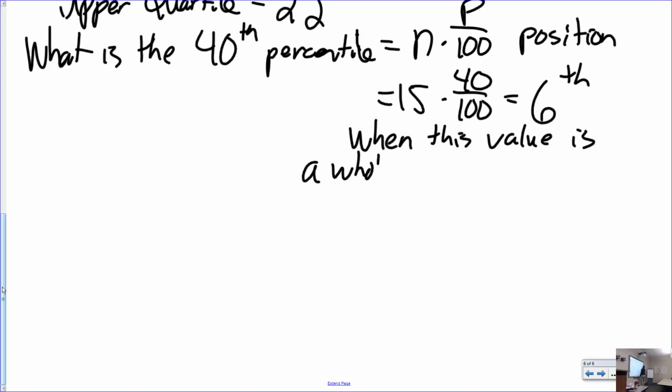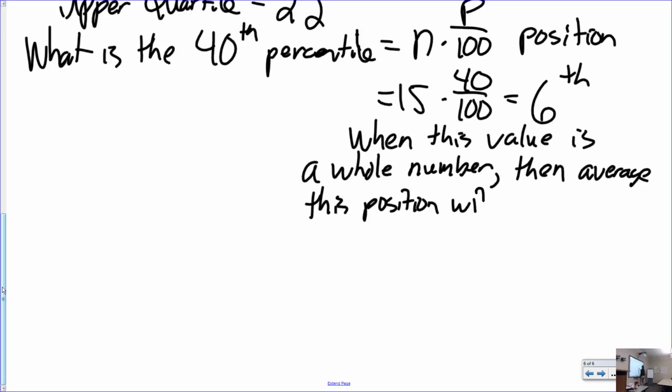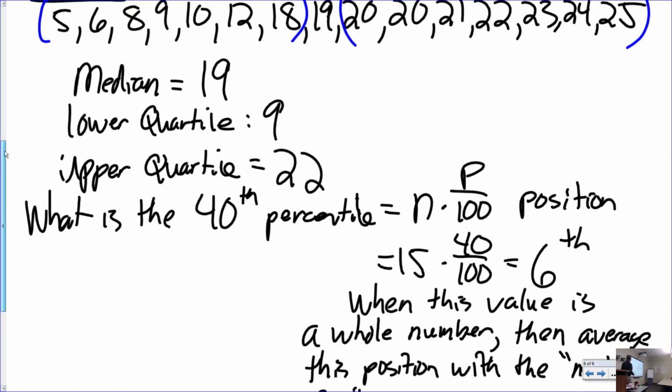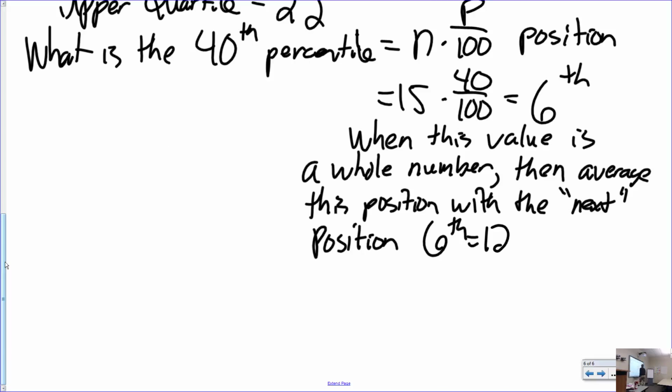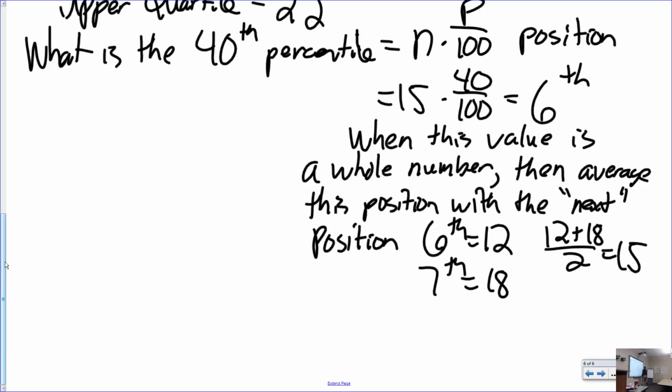When this value is a whole number, then average this position with the next position. So for us, we're going to average the 6th and the 7th numbers. My 6th number is a 12, my 7th number is an 18. What's the average of 12 and 18? So my 40th percentile for this data will be the value 15.